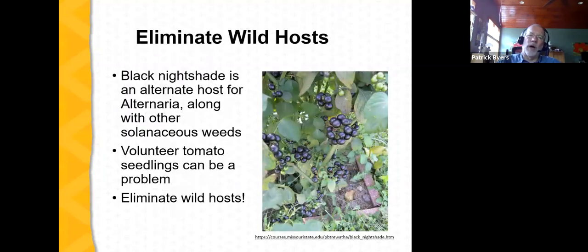Very important to eliminate wild hosts. And black nightshade is in the Solanaceous family, along with the horse nettle that we saw earlier. And black nightshade in particular is prone to Alternaria. Another issue is volunteer tomato seedlings. So again, make sure that you eliminate any quote-unquote wild tomatoes.